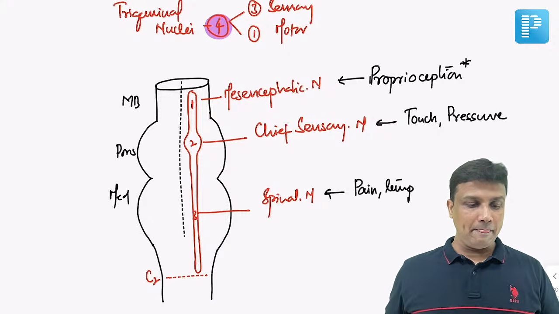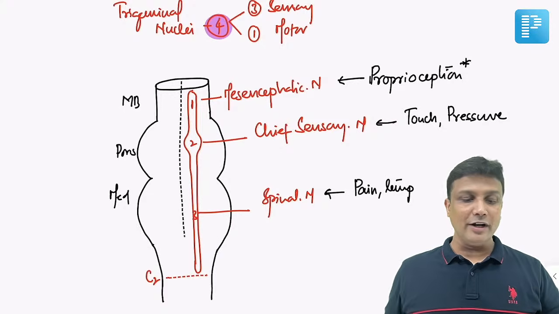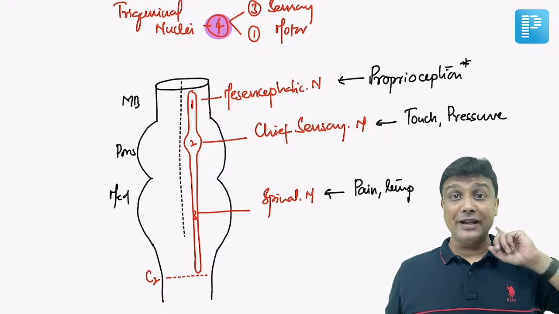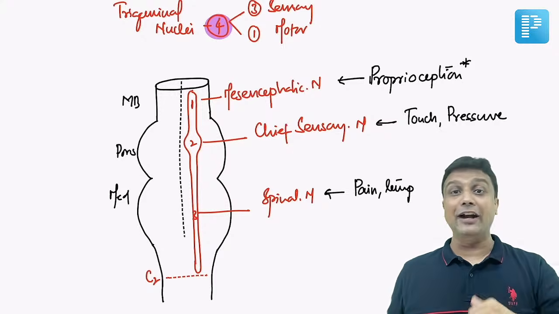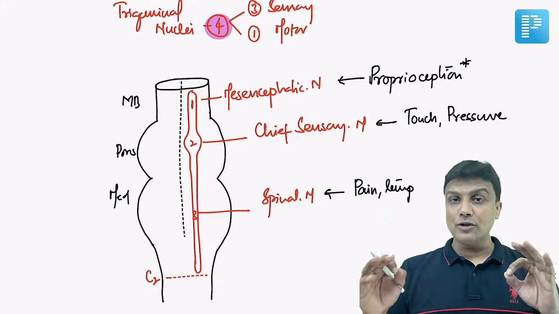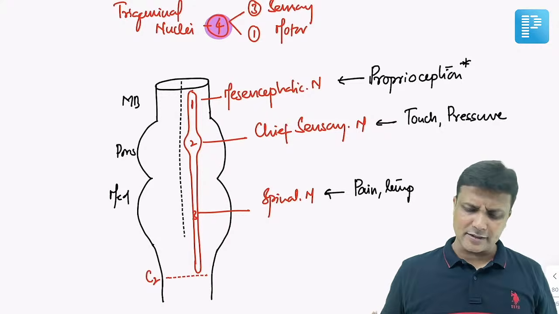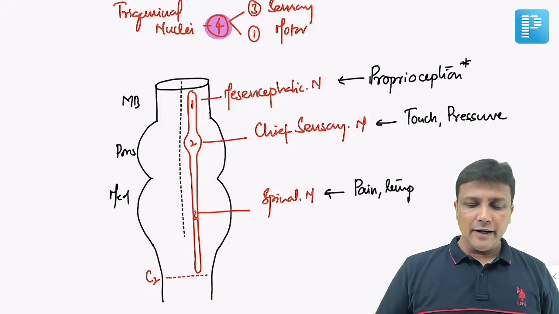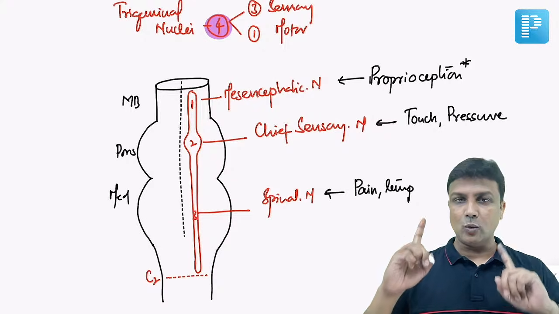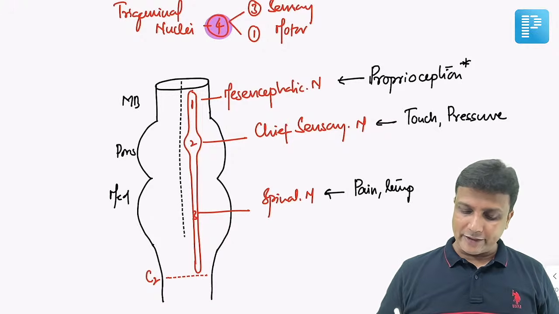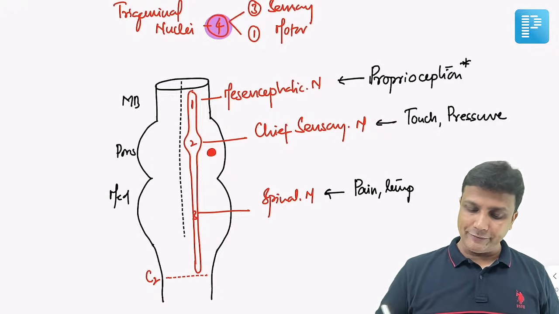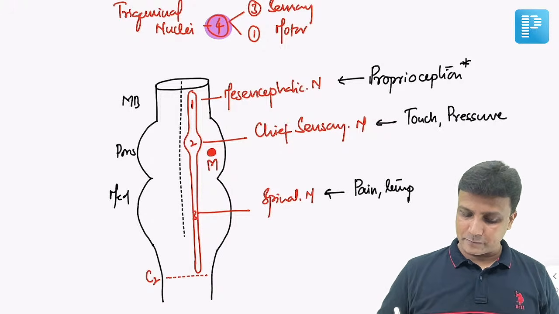Is it okay? Are you all understanding, my dear friends? So pain and temperature will be carried to the spinal nucleus, touch and pressure will be carried to the chief sensory nucleus, and proprioception will be carried to the mesencephalic nucleus. That is about the sensory part. And of course, the motor nucleus is only one, and that will be located in the pons here. I'm just writing M for this one. That is the motor nucleus.